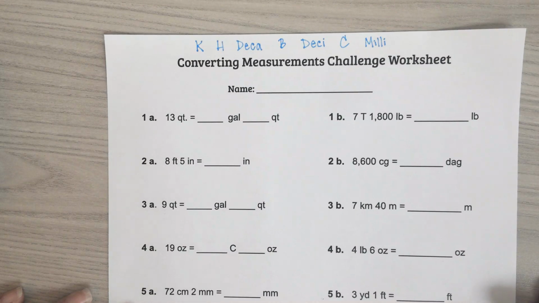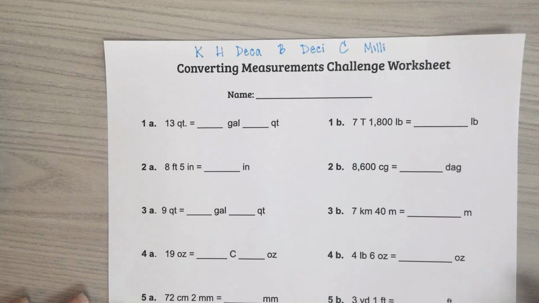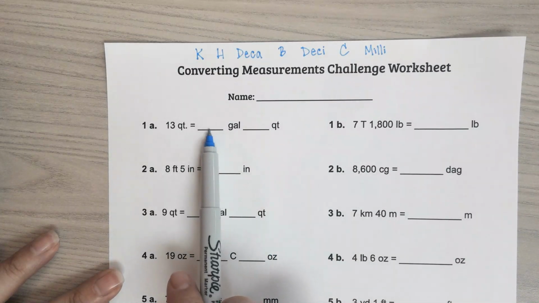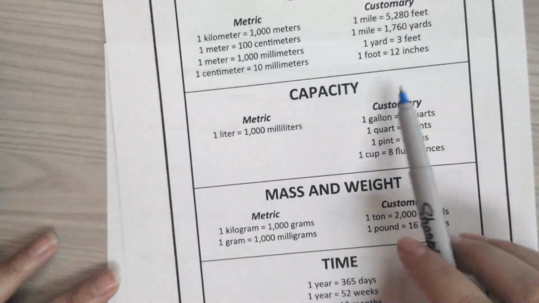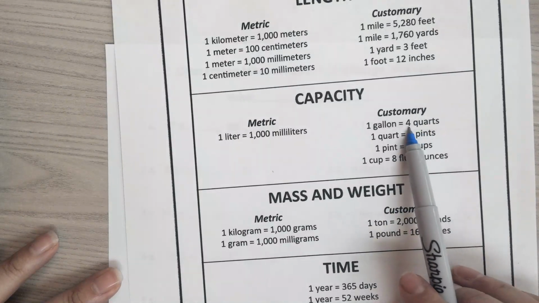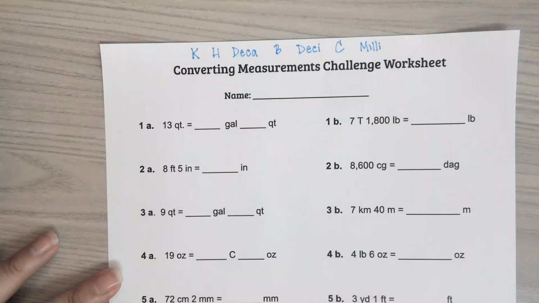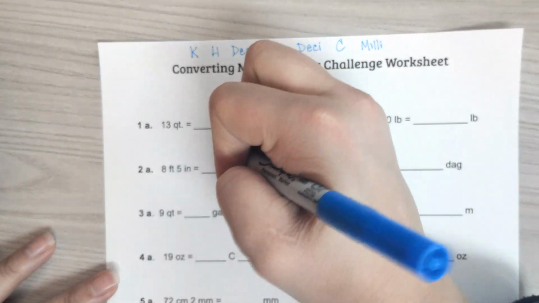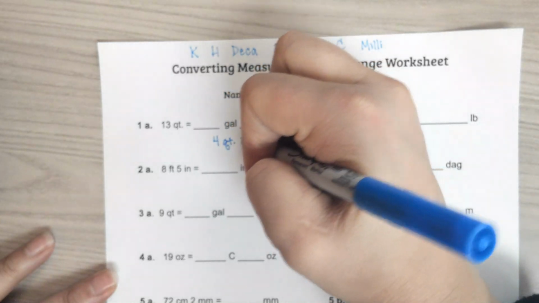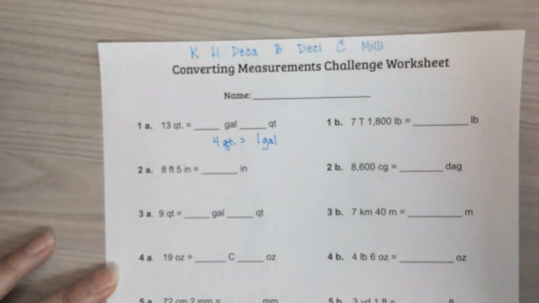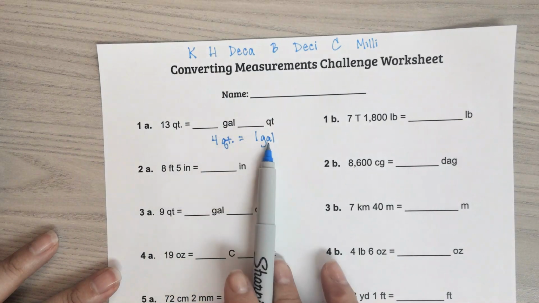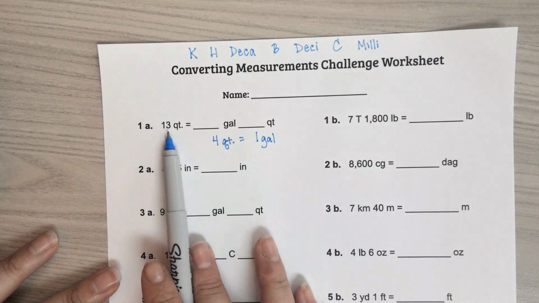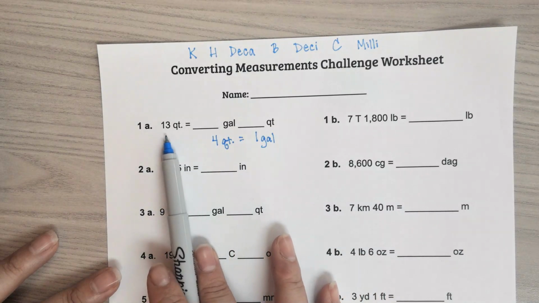Let's go ahead and get started with part 1a. Part 1a says that we have 13 quarts, and it's asking what that would equal in gallons and quarts. The first thing I like to do is use the conversion chart, and I'm going to find quarts and gallons because those are the 2 units I'm working with here. I've got 4 quarts equal 1 gallon, so underneath the problem I'm going to write that 4 quarts equals 1 gallon. That's going to be really helpful because then I can start to make that conversion. If 4 quarts equal 1 gallon, how many gallons do the 13 quarts make?